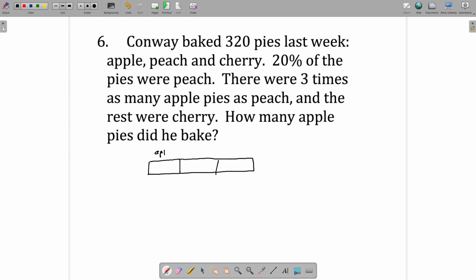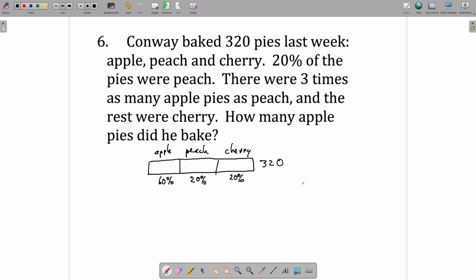Apple, peach, cherry, 320. 20% were peach. There were 3 times as many apple as peach, so that would make that be 60. And the rest were cherry. So 60 plus 20 is 80. That means cherry is 20%.